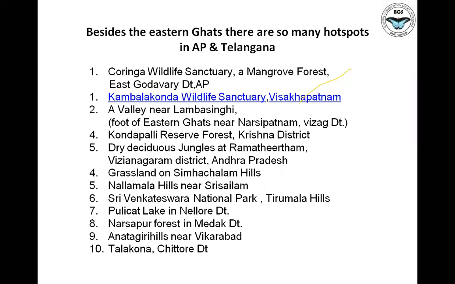Nallamala Hills near Salem. Venkateswara National Park in Tirumala Hills. Pulicat Lake in Nellore district. Narsapur Forest in Medak district. Ananthagiri Hills near Vikarabad, that is also in Telangana. Talakona, everybody knows, I think, in Chittoor district.